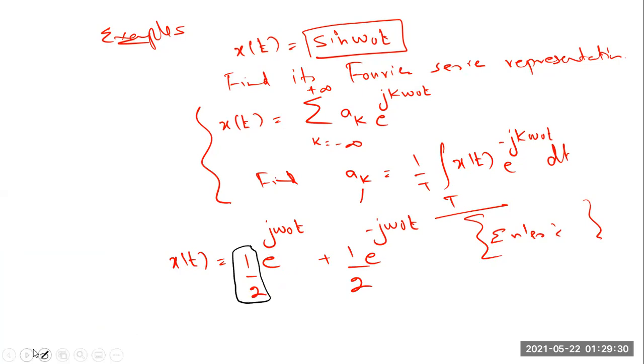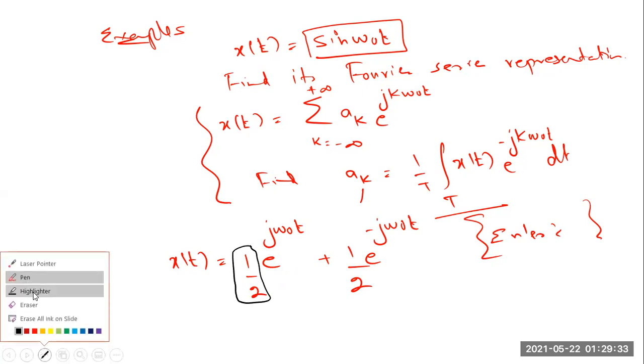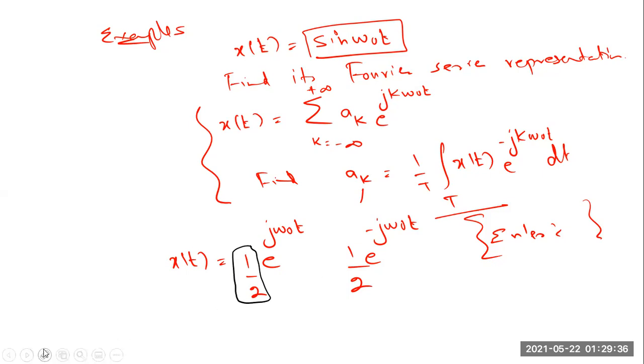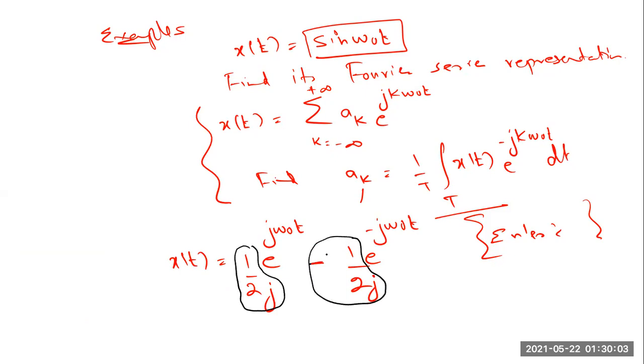Sorry, I just made a mistake. Let me correct that one. Sine omega naught t is equal to 1 over 2j times e raised to power j omega naught t, minus 1 over 2j times e raised to power minus j omega naught t. What are these two numbers? They are Fourier coefficients.